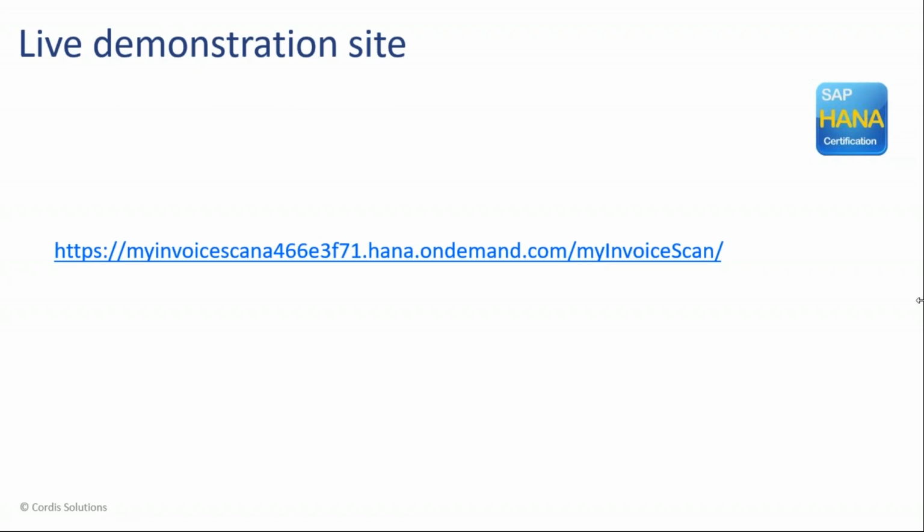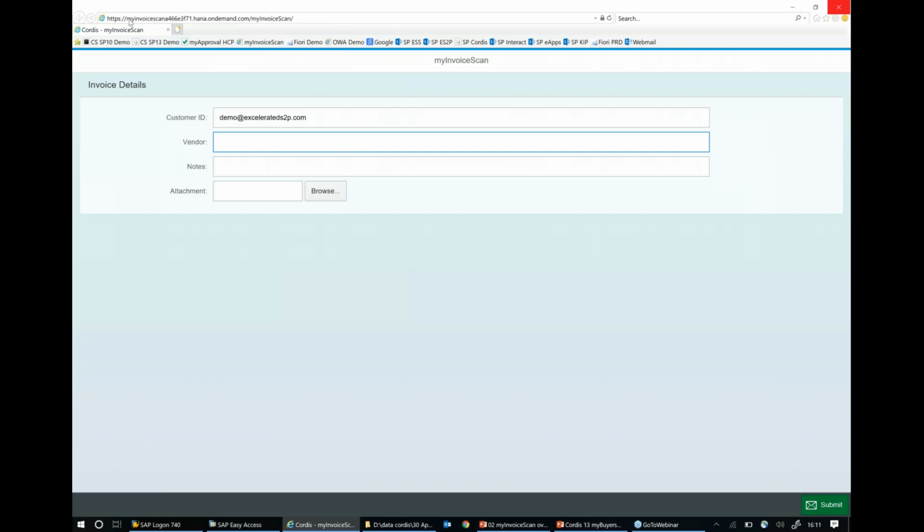So once I hit that link, I will get onto this screen over here, and I will now do the live demo. As you can see, as soon as I hit that screen, I've got HANA on demand at the top. So it's sitting in HANA, and I simply put in the vendor number.